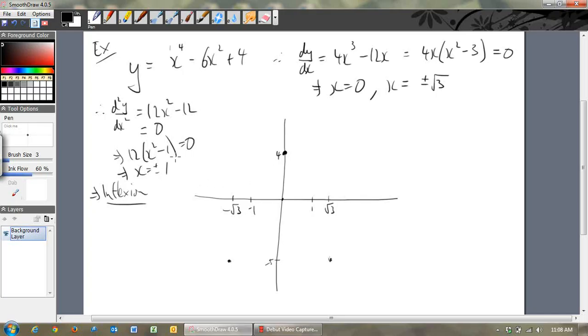So what's the y value when x is equal to 1? We get 1 minus 6, so negative 5, plus 4 is negative 1. So somewhere down here, we're going to get a point of inflection. Same for there, you get the same value because it's just even powers. So we get those sorts of things. And so we can instantly tell what's going to happen. The graph must look something like there.